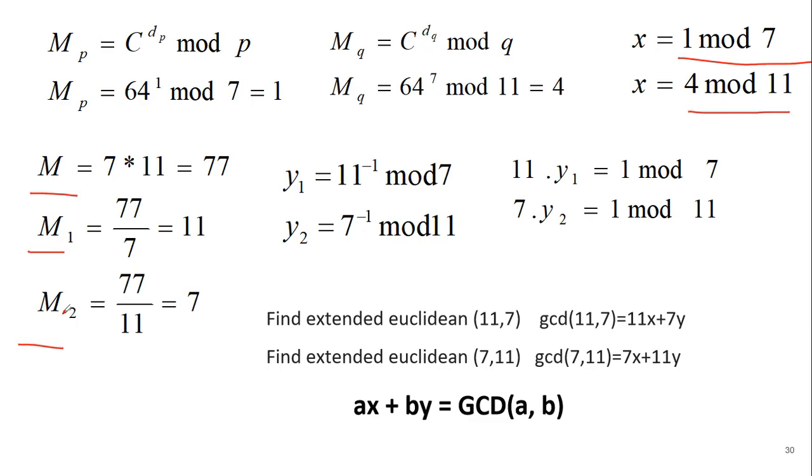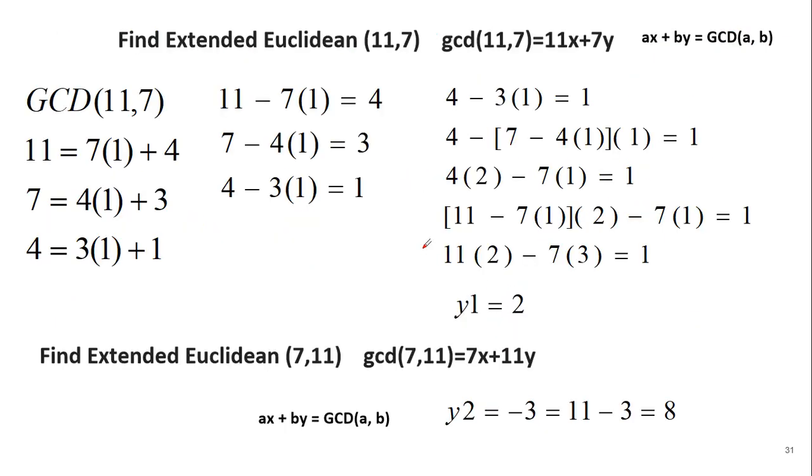Then we calculate y1, which is the inverse of 11 with respect to mod 7, and y2, the inverse of 7 with respect to mod 11. That is, 11 y1 is equal to 1 mod 7 and 7 y2 is equal to 1 mod 11. Again we require the extended Euclidean algorithm. Here we only need to calculate it once, because we can reuse the answer. Now here is the extended Euclidean for 11 and 7.